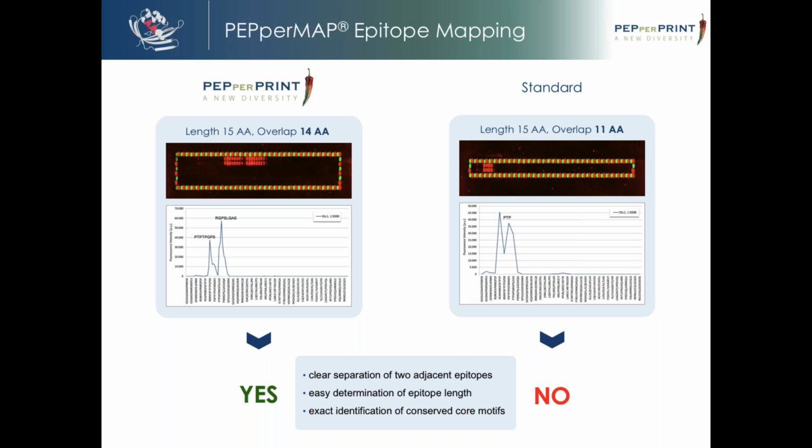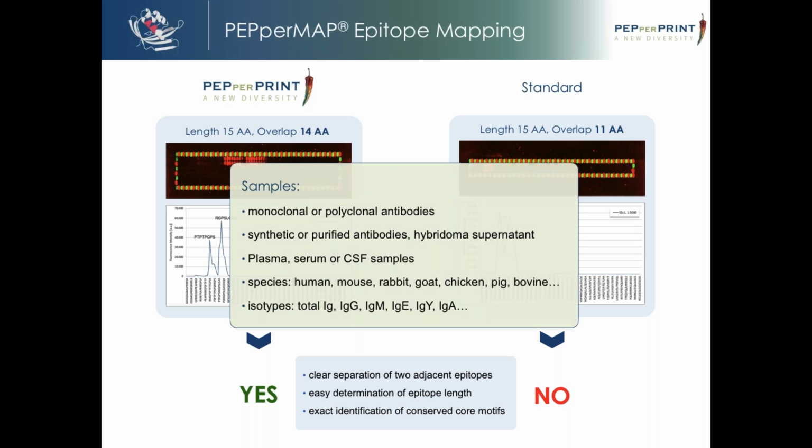From a sample point of view, we're totally open and familiar with all kinds of samples, from purified antibodies, supernatant, plasma, or serum samples. Moreover, we can work with any sample species or antibody epitope, whatever is requested, because the technology is quite flexible.